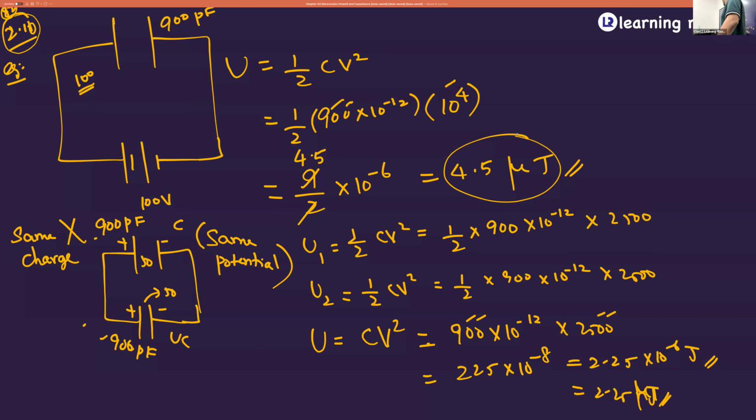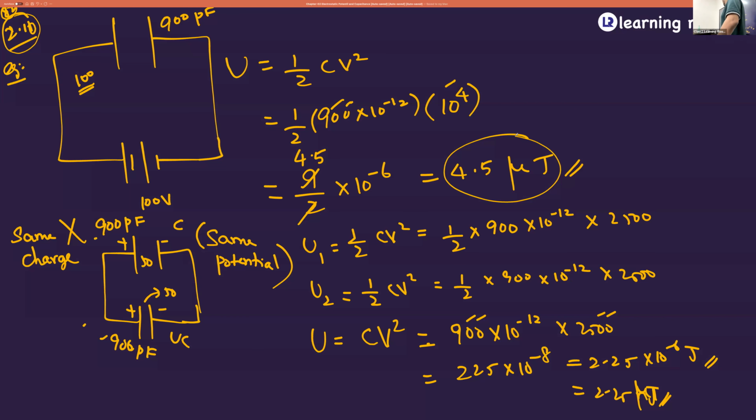So suppose they ask you what is the change, you will say 2.25. There are three ways in which they can frame a question. If they ask what is the change, it is 2.25 microjoule. There is a loss of 2.25 microjoule. Actually, you will get the answer as minus, because whenever change is asked, you will do final minus initial. You will get a negative value.